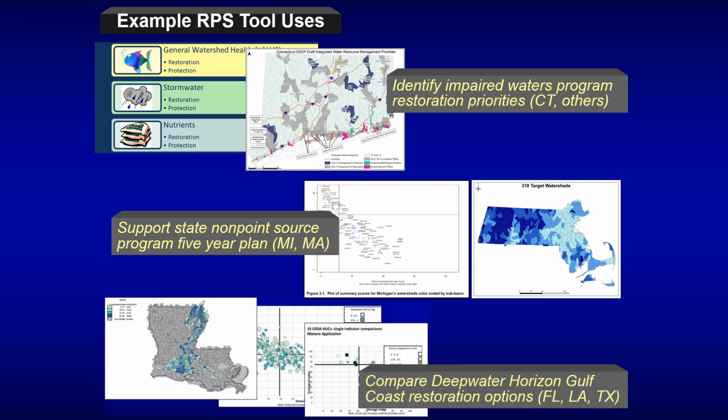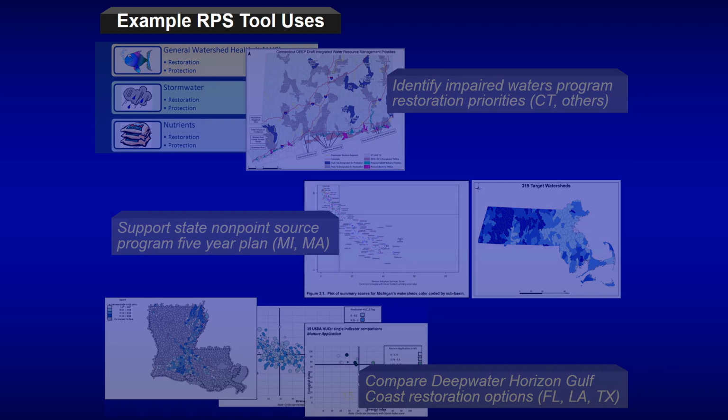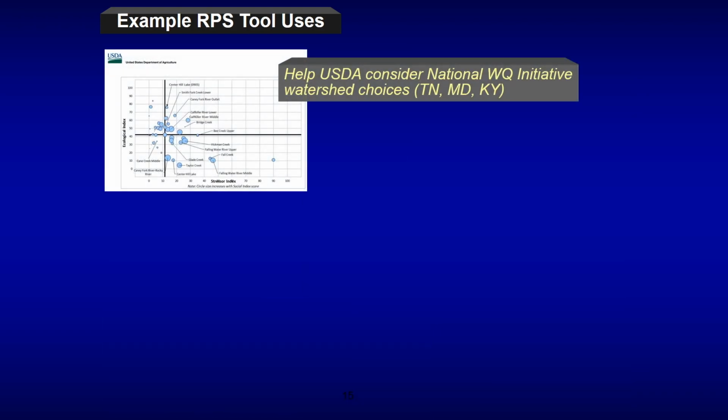In support of Gulf Coast restoration efforts after the Deepwater Horizon disaster, the RPS tool provided each Gulf state with numerous screenings that identified where specific watersheds might be best suited to specific types of restoration techniques. The U.S. Department of Agriculture has found the RPS tool useful in supporting dialogue with states about where to fund National Water Quality Initiative projects in agriculturally dominated watersheds.